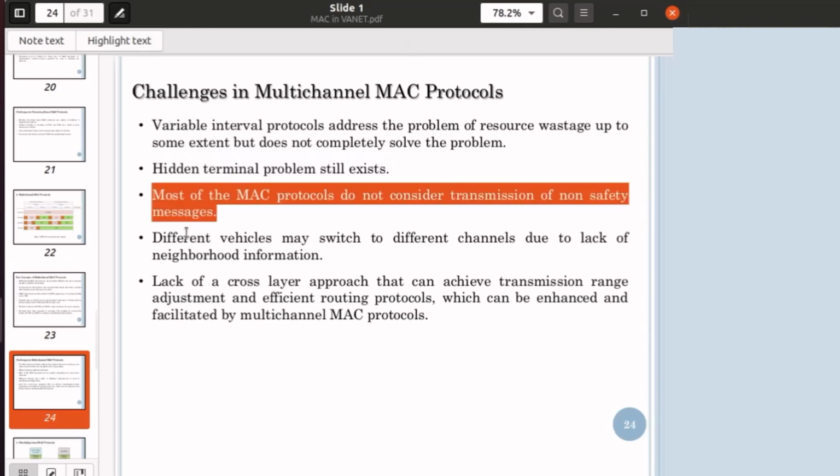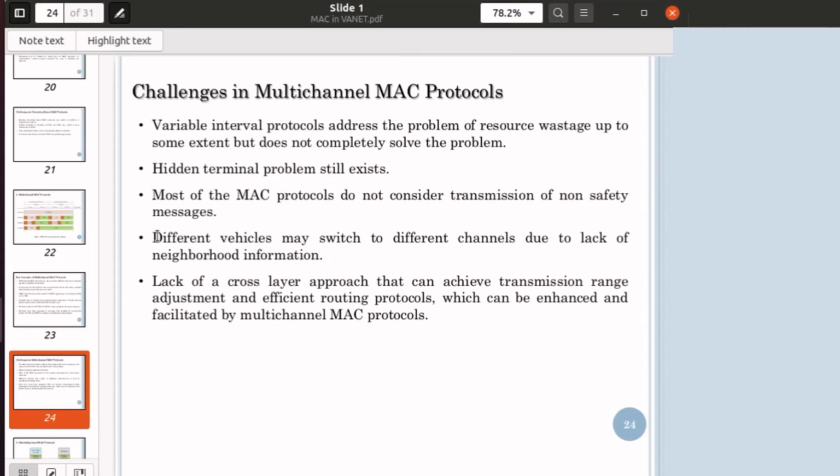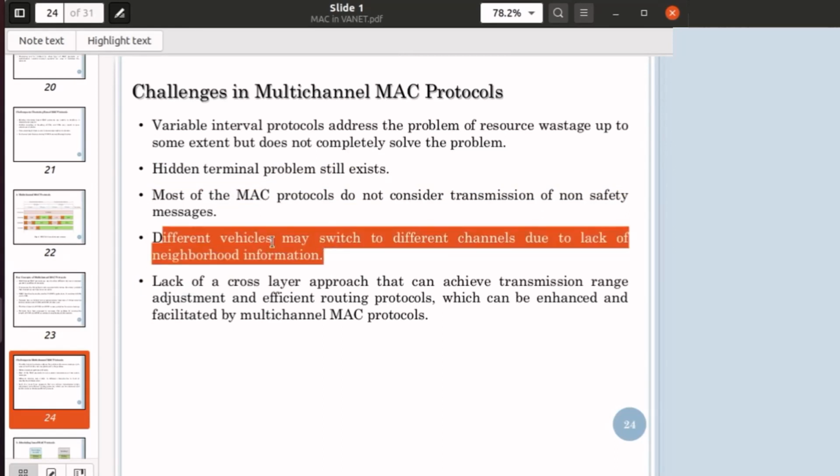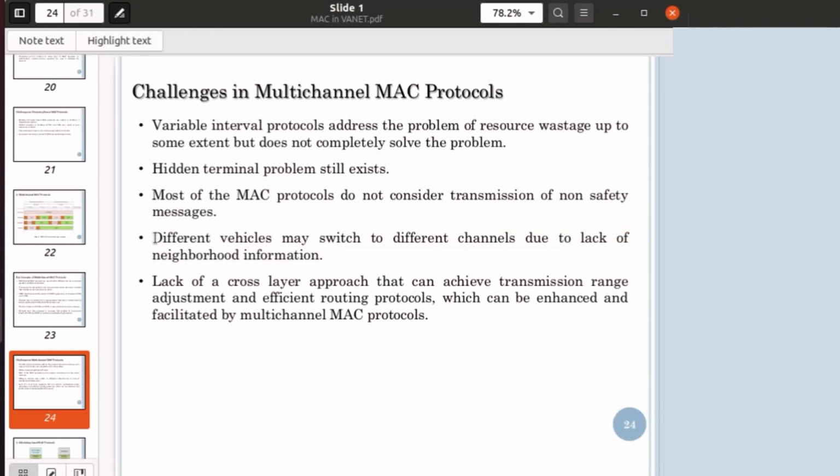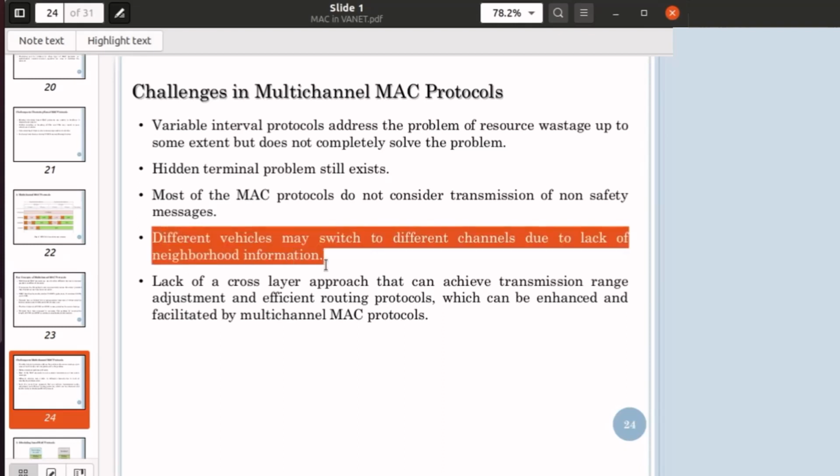Different vehicles may switch to different channels due to lack of neighborhood information. Okay. Because it is an ad hoc network, lack of neighborhood information may be there. So different vehicles may switch to different channels.